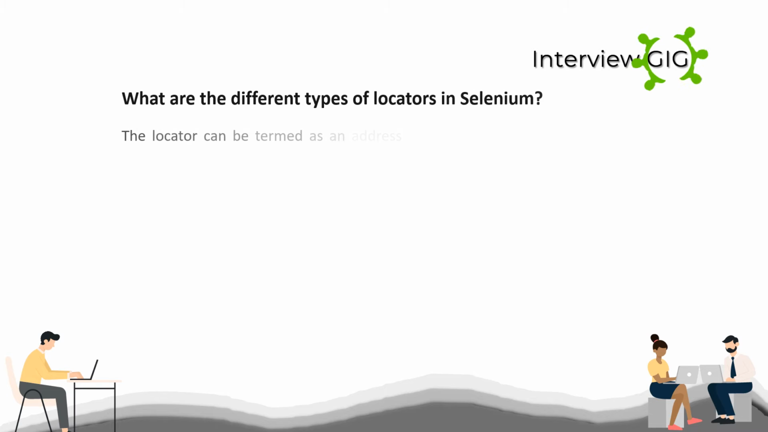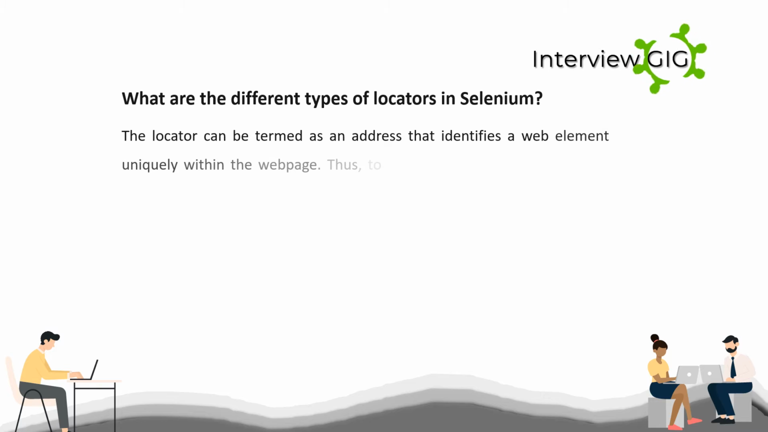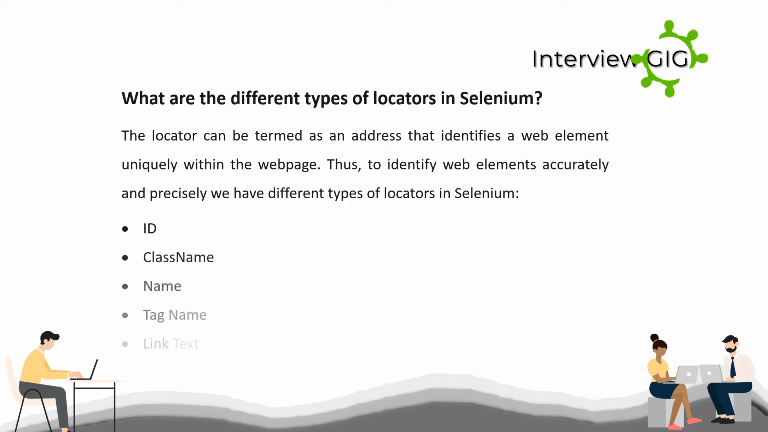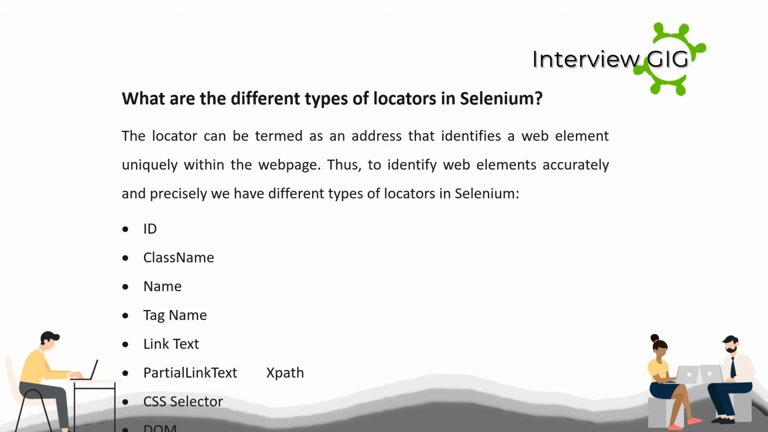What are the different types of locators in Selenium? A locator can be termed as an address that identifies a web element uniquely within the web page. Thus, to identify web elements accurately and precisely, we have different types of locators in Selenium: ID, class name, name, tag name, link text, partial link text, XPath, CSS selector, DOM.